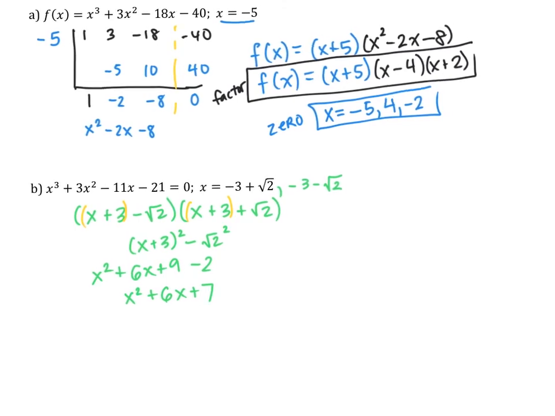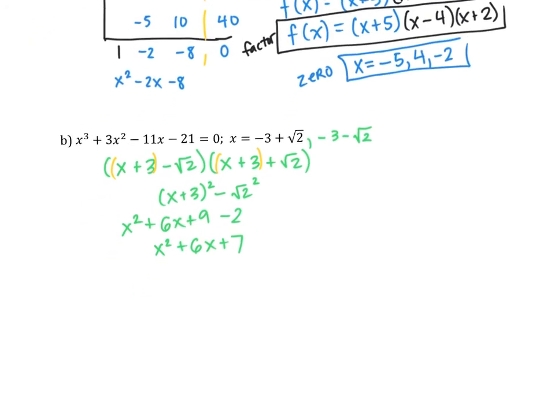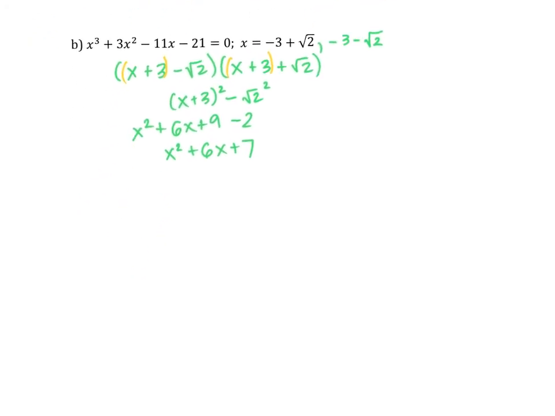Okay, now in this particular case, I'm going to do long division, because this is a nonlinear factor, but it is a factor. So I know that this is a factor, so I'm going to divide this into the original polynomial so I can get the remaining factor. Okay, and I am expecting to get a remainder of 0 because I did find that x squared plus 6x plus 7 produced the two zeros.